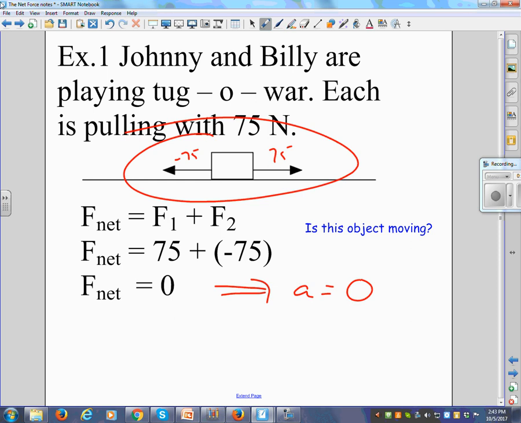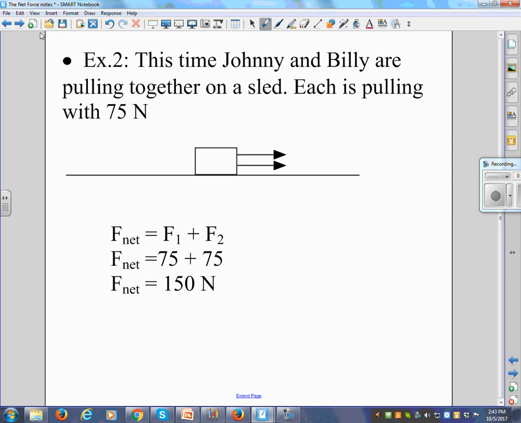Could be. Okay, now this time they're working together for some reason. You would go 75 plus 75 and you get a total net force of 150, right? You see how this is simpler than what we did yesterday? Yeah. Like I probably shouldn't start with this and then work into those questions from yesterday, right? I just haven't had a chance to put that together.